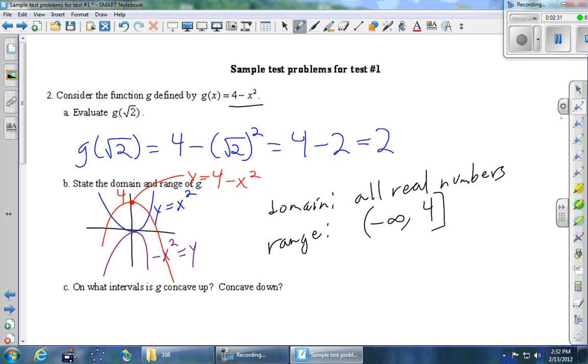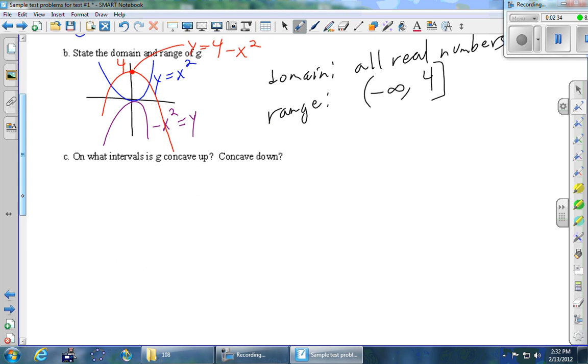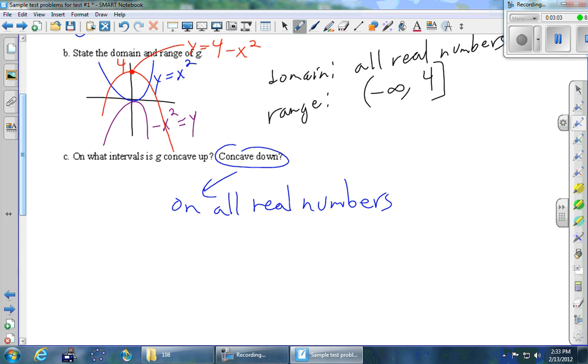Part C, on what intervals is g concave up, concave down? So let's see, this part of the graph, if we were thinking about a cup holding water or not, the water would fall out of that part of the graph. And then if we continue drawing, this part of the graph, the water would continue to fall out. So what that means is that this graph is concave down everywhere. Concave down on all real numbers. Something concave up would look like either a piece like that or a piece like that.